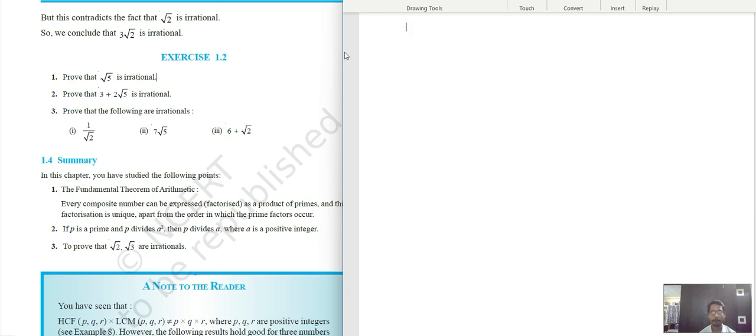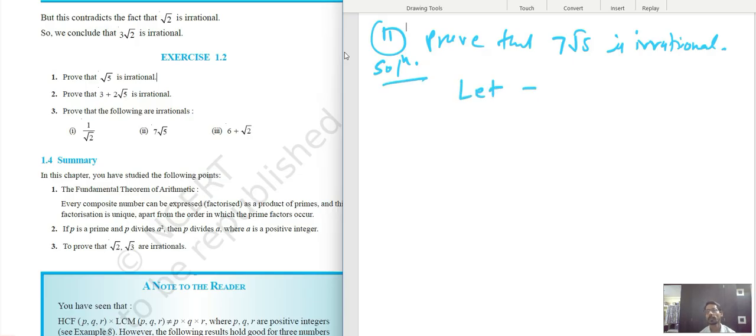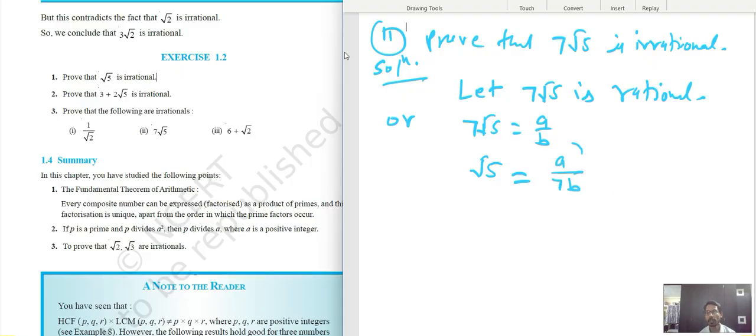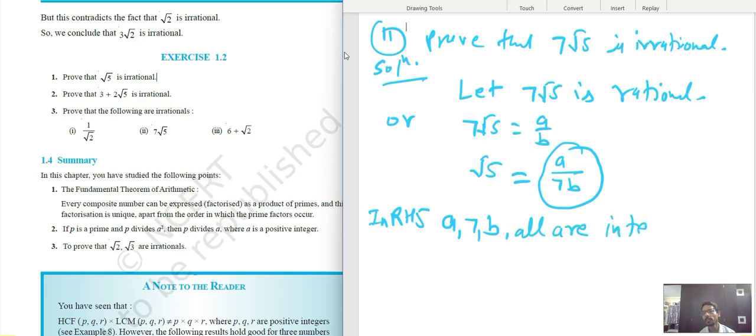We'll do the next. What is the next? Prove that 7 root 5 is irrational. So solution. Again we will let 7 root 5 is rational, or 7 root 5 is equal to a by b, or root 5 is equal to a by 7b. Okay. At the right side you can see a, 7b. In right hand side a, 7, b all are integer.